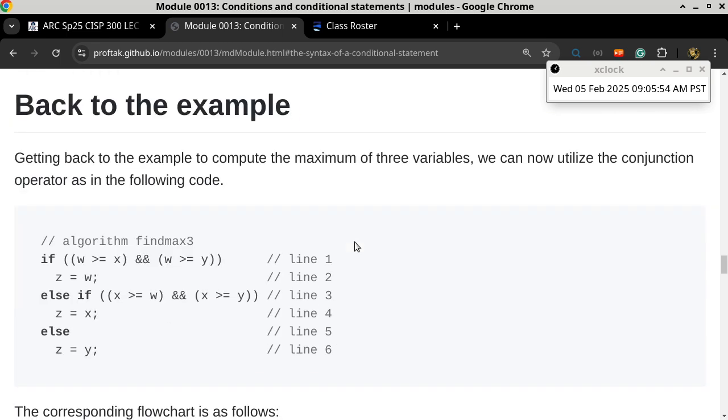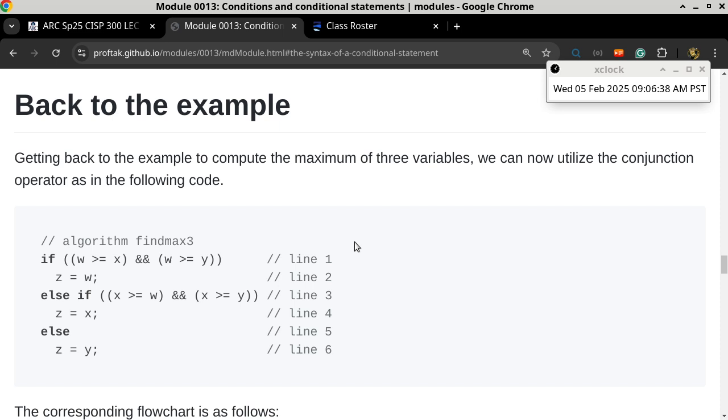So now we go back to the example. The idea is I want to find the maximum of three variables, w, x, and y, and I want to store the maximum into a variable called z. That's the purpose of the logic. The code to do that is already done here. If w is greater than or equal to x and w is greater than or equal to y, that makes w the maximum. And I can now use w to overwrite the variable z, and I'm done. First of all, does that make sense just reading line 1 and line 2 of this code? Okay, so far so good.